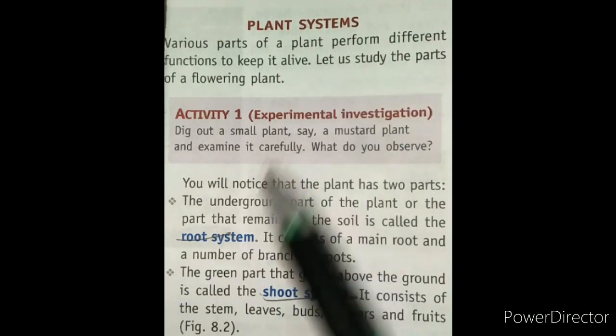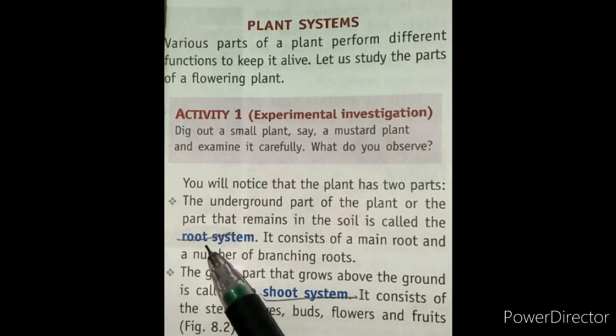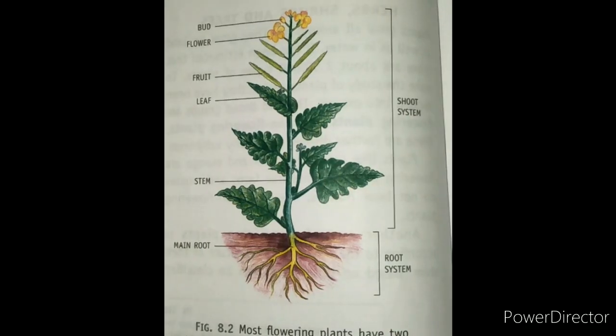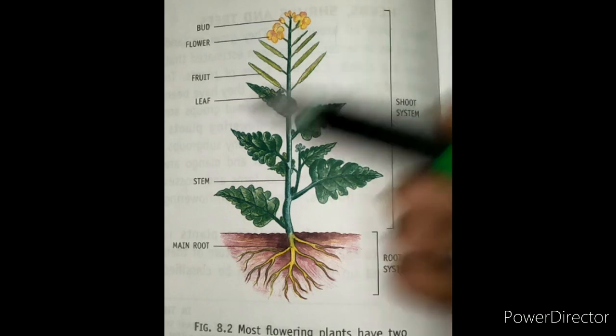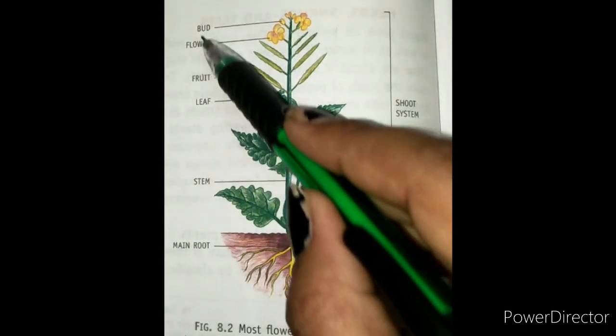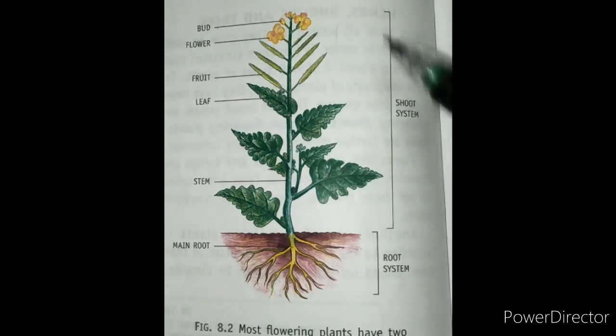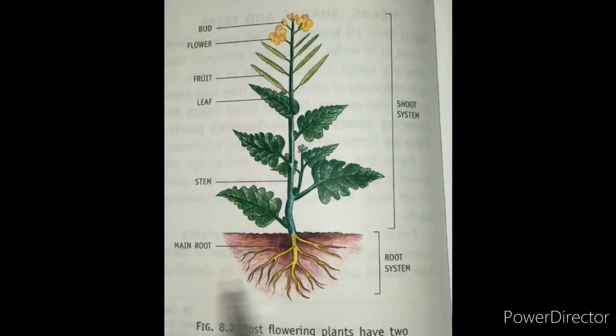Next we have the plant system. In the plant system, we have two main systems: the root system and the shoot system. Okay, so the root system is just below the ground, and the shoot system is above the ground. So here is our picture. The shoot system consists of stem, leaf, fruit, flower, and bud, and in the root system only the main roots are there.